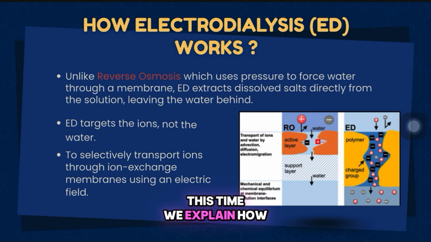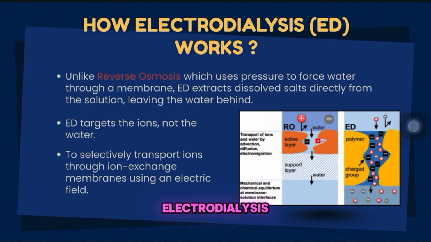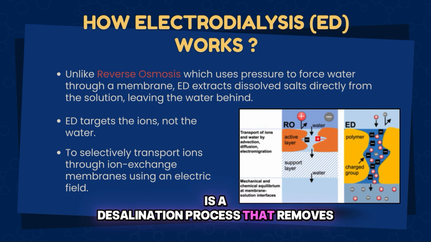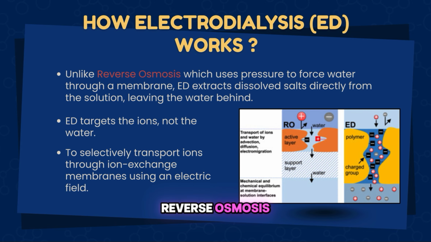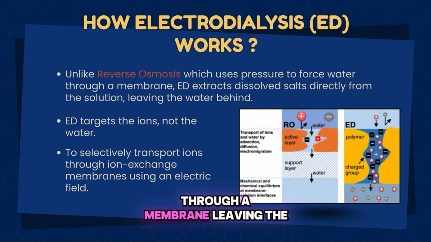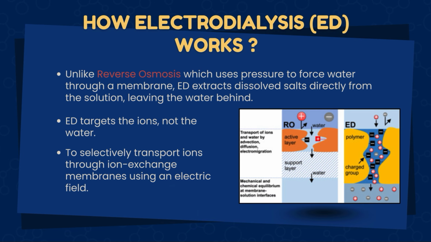This slide will explain how electrodialysis works. Electrodialysis is a desalination process that removes dissolved salt from water, but it works very differently from reverse osmosis. In reverse osmosis, pressure is applied to push water molecules through a membrane, leaving the salt behind. But in electrodialysis, we do the opposite. We move the ions, not the water.